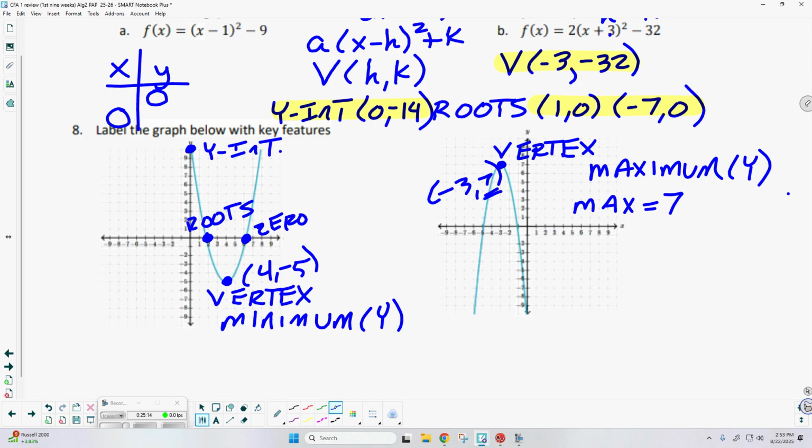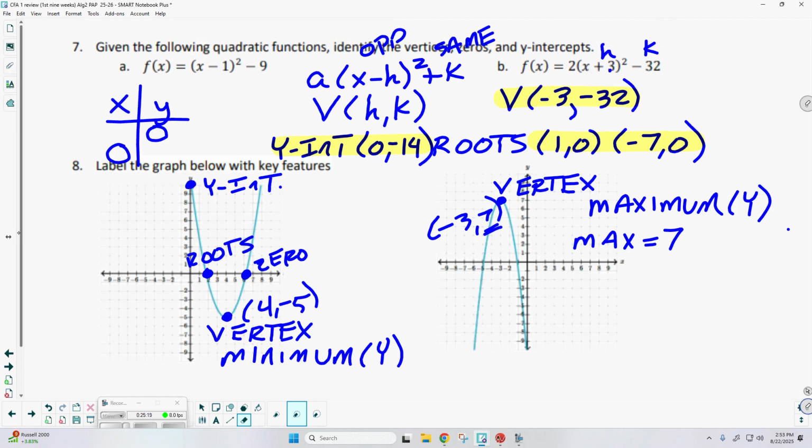Yes. Number one. Let's look at number one. Number one is solving equations and inequalities.